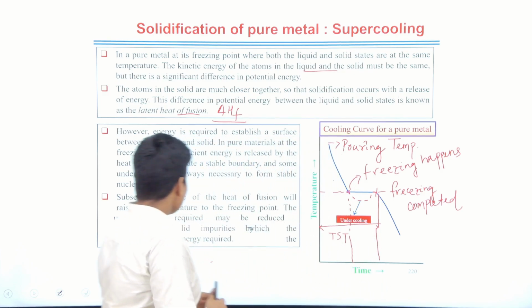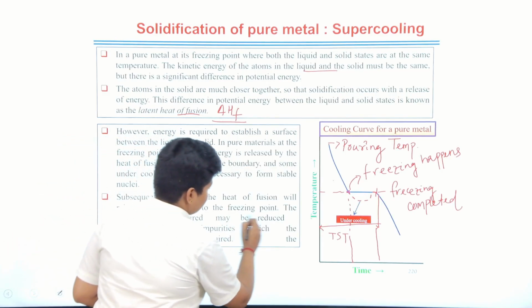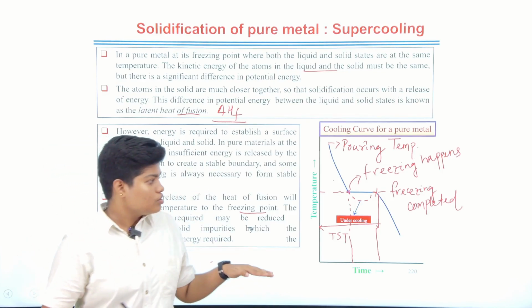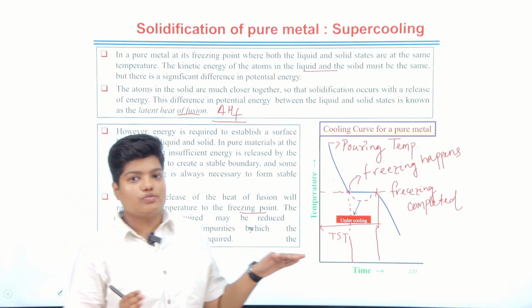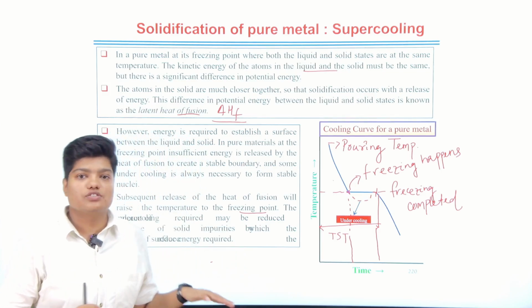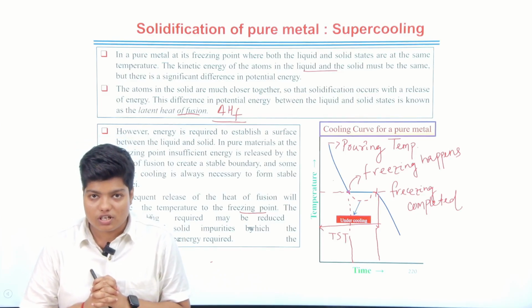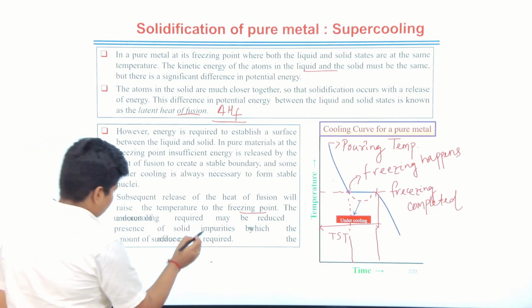Okay. So subsequent release of heat of fusion raises the temperature to the freezing point, as we are decreasing the temperature of the liquid metals. The concept behind it is that the kinetic energy will be suppressed, the force of attraction will be less, so that the atoms come to each other and they start to solidify. And maybe this is the undercooling.